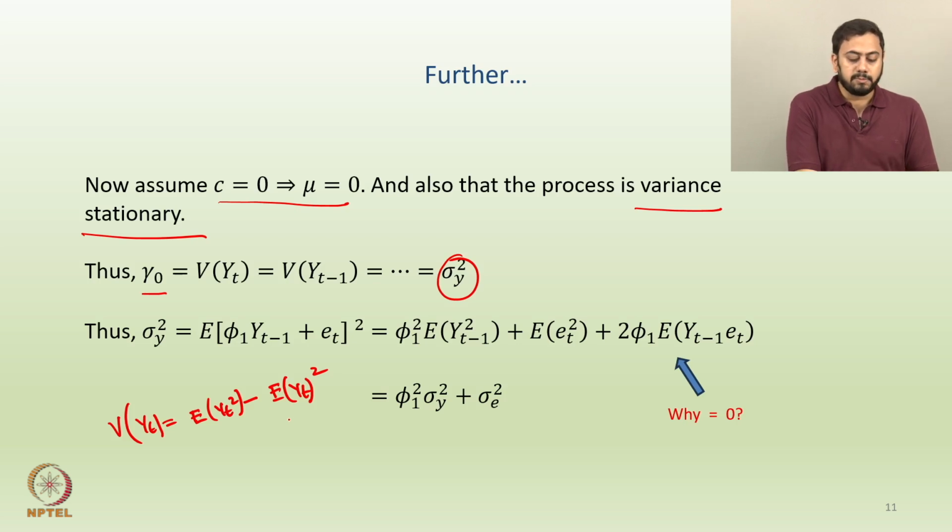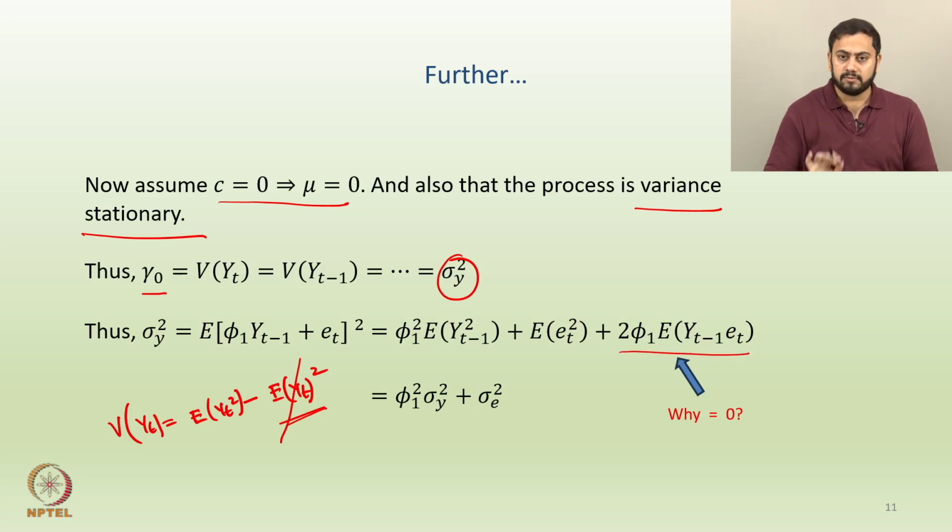Now since we are assuming that the expectation is 0, this part goes away, and we are only left with variance of yt being expectation of yt square, which you see here. So sigma square y is nothing but expectation of phi 1 yt minus 1 plus et whole square, and now I can expand this. If you open the brackets, you will have phi 1 square times expectation of yt minus 1 square, plus expectation of et square, plus the cross product term, which is 2 into phi 1 into expectation of yt minus 1 into et.